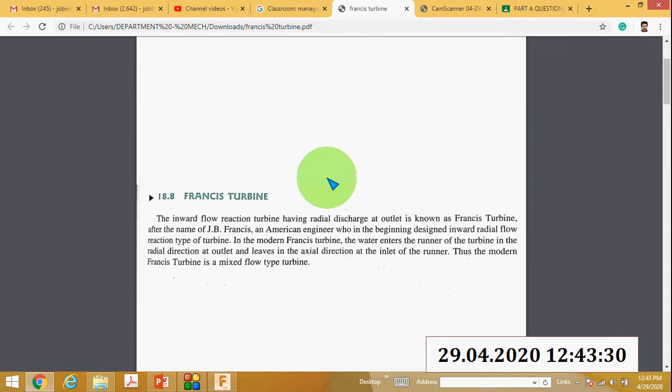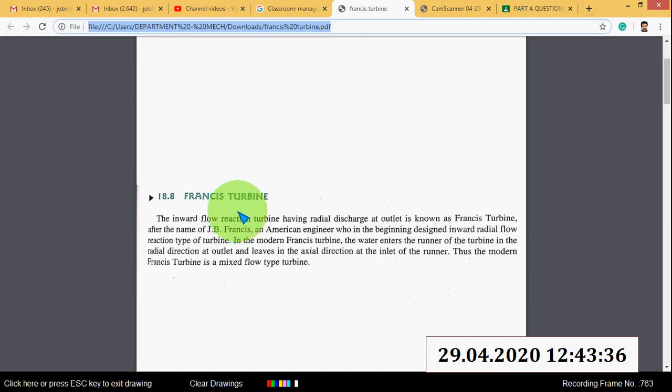So what do you mean by Francis turbine? You have to know what a Francis turbine is. A Francis turbine is an inward flow reaction turbine having radial discharge at outlet. This is very important: an inward flow reaction turbine, and the discharge at outlet is radial. So this turbine is called a Francis turbine.